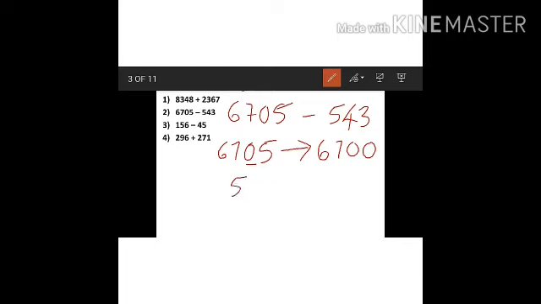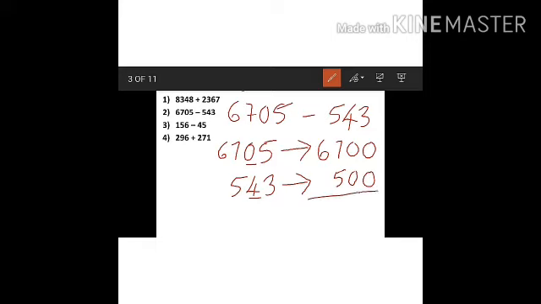Now what about the next number? It is 543. When we are rounding off to the nearest 100, we have to check the digit at tens place. So here it is 4. So we know that 4 is less than 5. So we have to leave the digit at hundreds place as itself. Then 0 in tens and ones place.